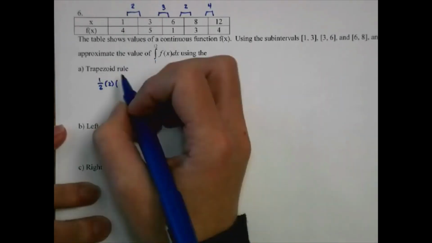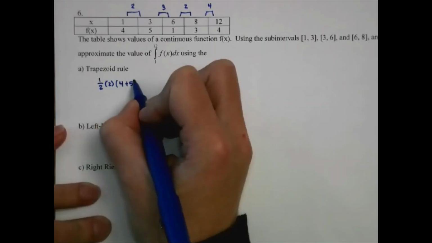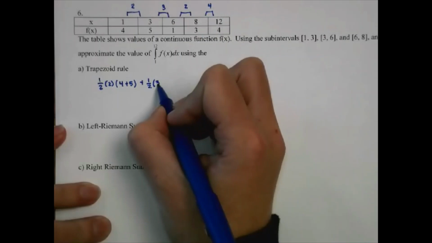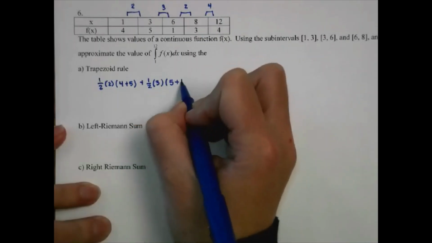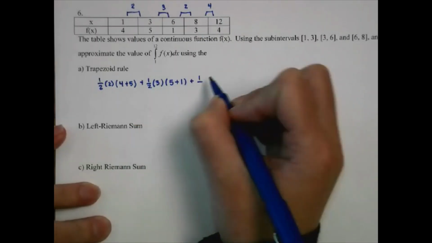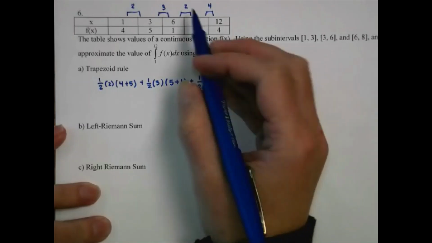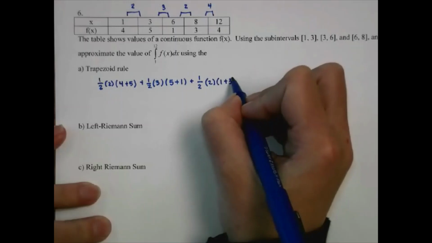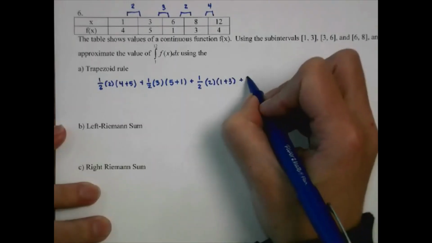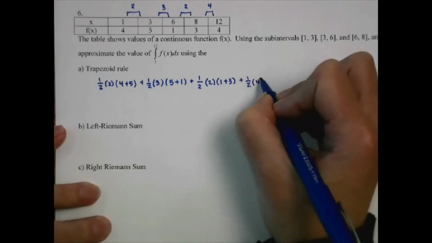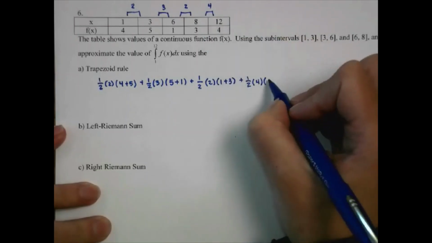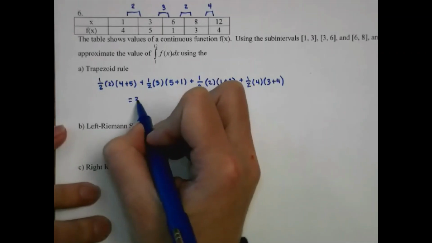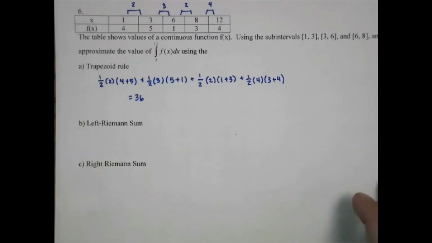For the trapezoid, we use both of the endpoints. So 4 plus 5 plus 1/2. The second one's width is 3. 5 plus 1. Our third trapezoid, 1/2. Its height is 2. We have 1 plus 3. 1/2 times 4 for this one. 3 plus 4. When you plug all that in, you'll get 36.